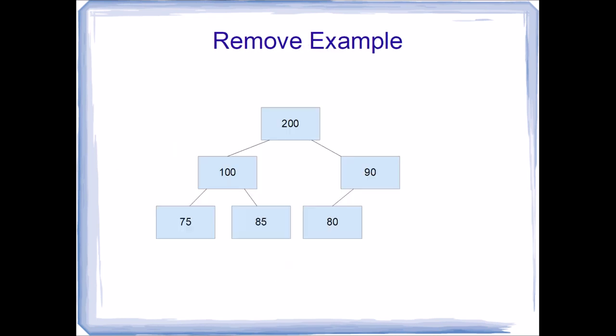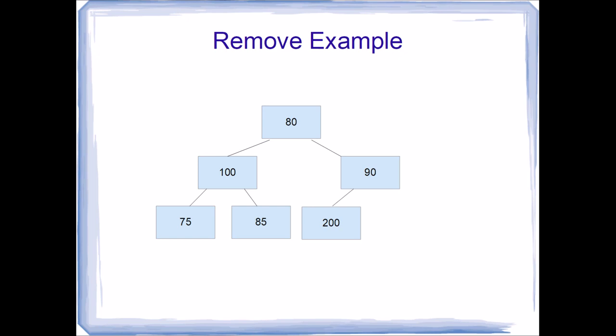So let's see that example. Here we're going to remove a value, and values are always removed from the top of the heap. So that's another property of the heap. In this case, 200's got to go. So what are we going to do? We're going to swap 200 and 80, the top and the bottom of the heap. Okay, so we'll swap them.